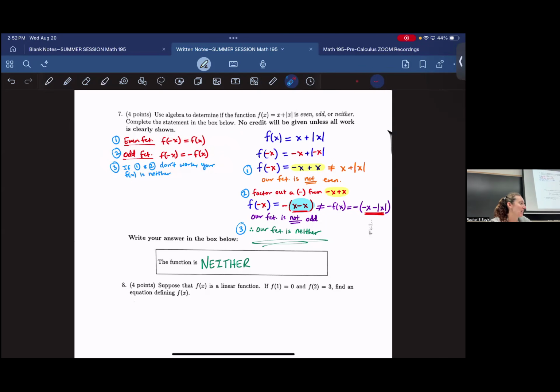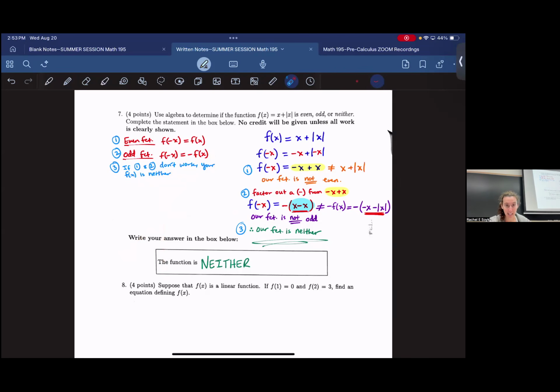Not y equals x. Y equals x is different than the origin. That's a very common mistake that students make. So y equals x flips your x and y values. Reflection across the origin also deals with the negation of your x and y value signs.